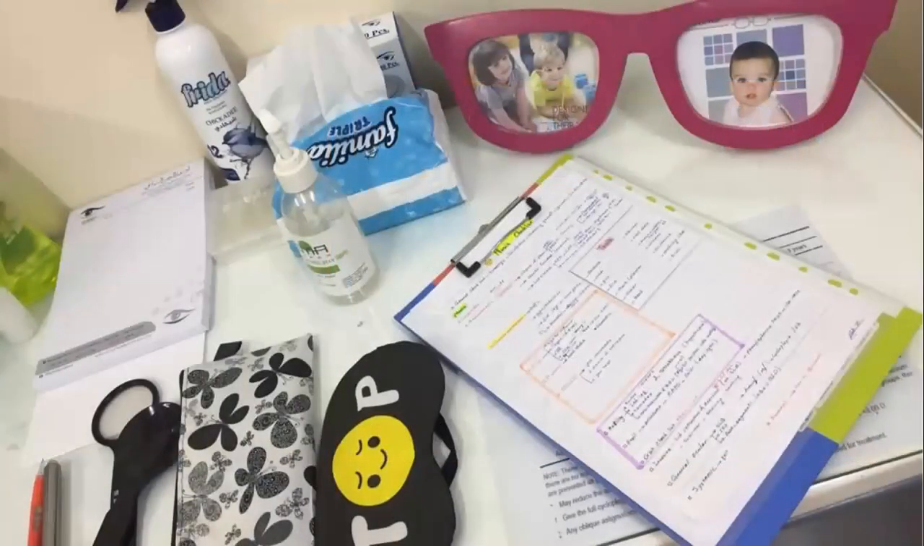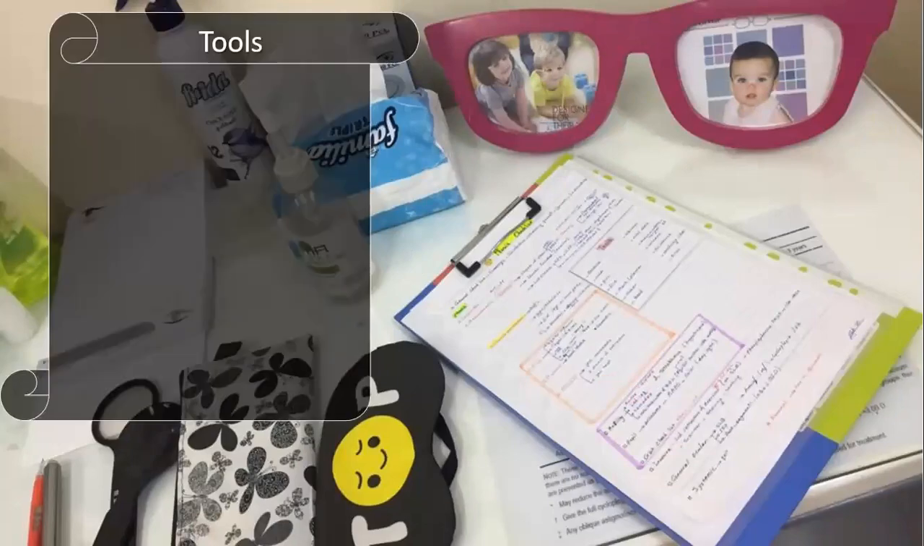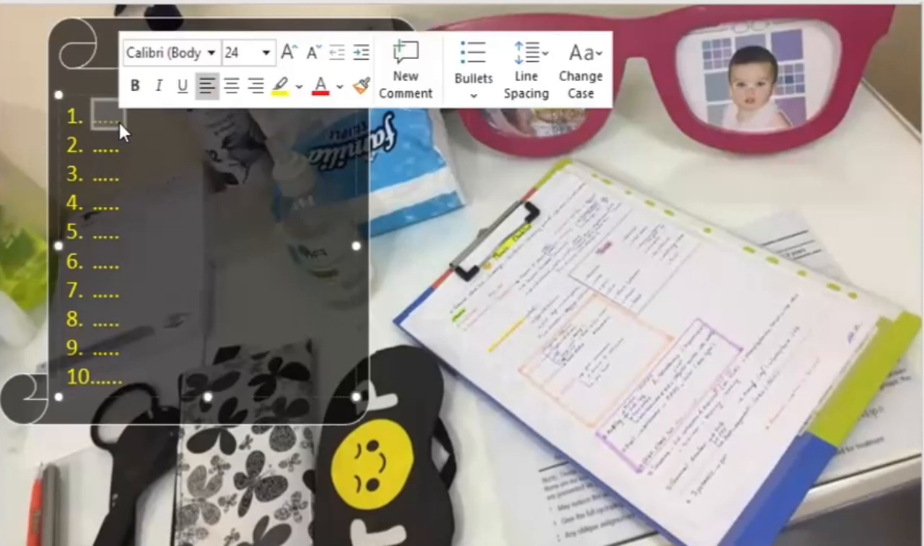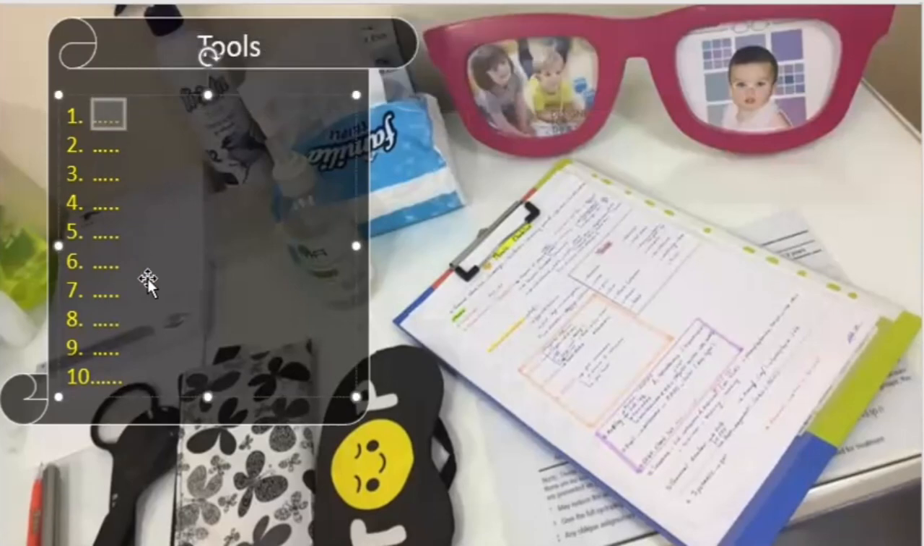Here, I photographed my checklist before shooting my video. You have to go through the steps and you have to be prepared with the tools, okay? I wrote here 10 points, but give me just 5 points regarding the tools needed for ptosis evaluation. Pen torch. Yeah, pen torch. Ruler.